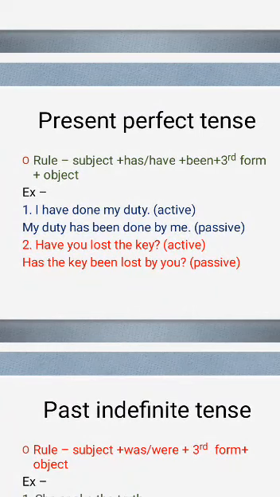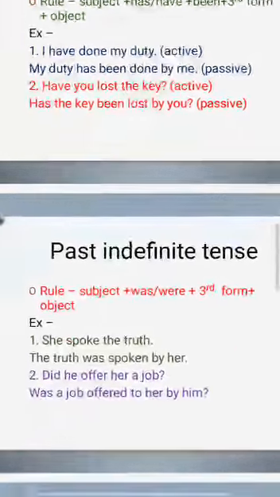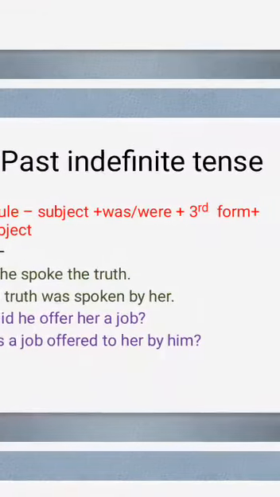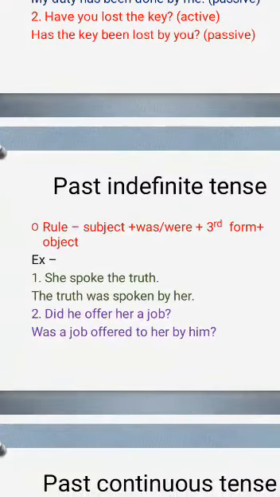Next example is have you lost the key? This is in interrogative tense. So we will write has the key been lost by you? Next tense is past indefinite tense. The rule is subject plus was/were plus third form plus object. For example, she spoke the truth. When we change into passive voice, we will write the truth was spoken by her.